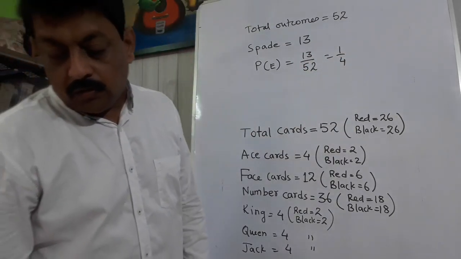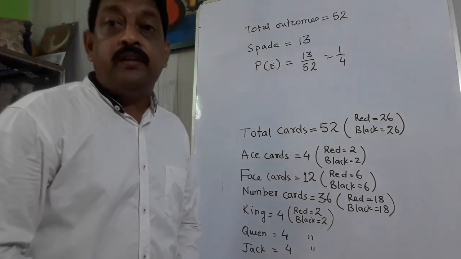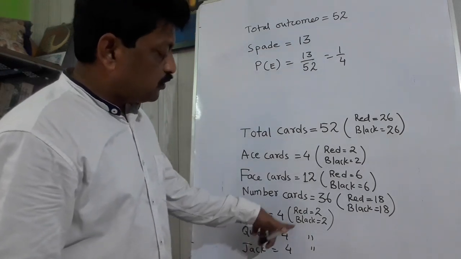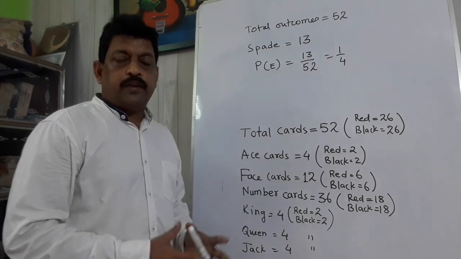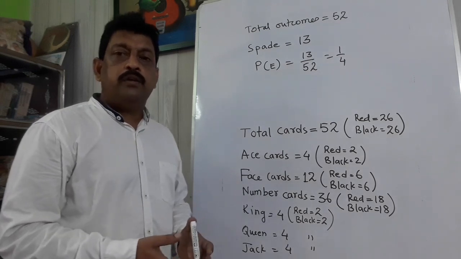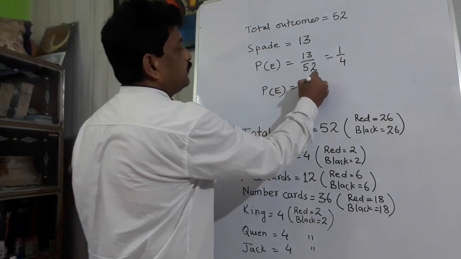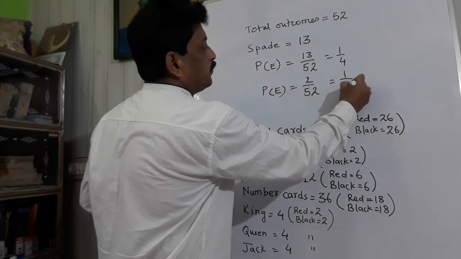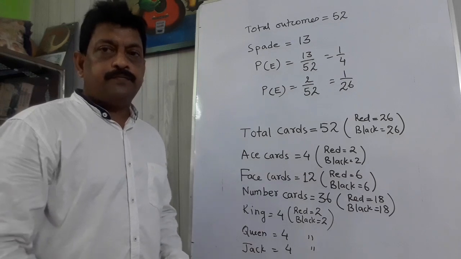One more question: what is the probability of getting a red queen? There are 2 red queens. See here, 4 queens are there, out of which 2 are red and 2 black. So we want a red queen. Therefore, the probability of getting a red queen is 2 upon 52. That is 1 upon 26. Hope you have understood this part.